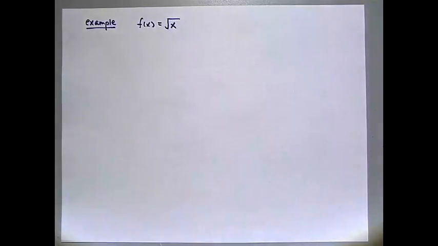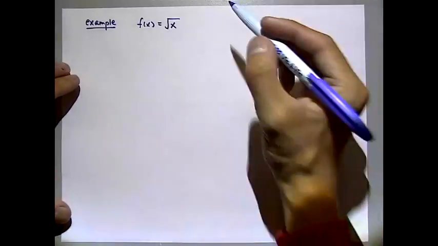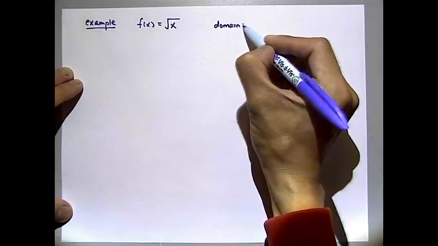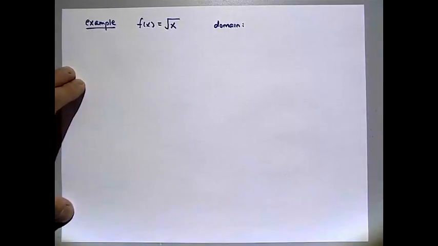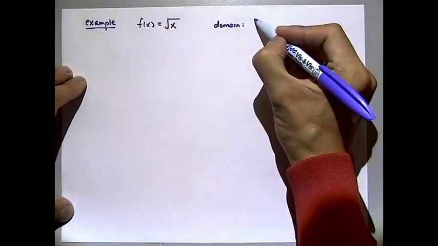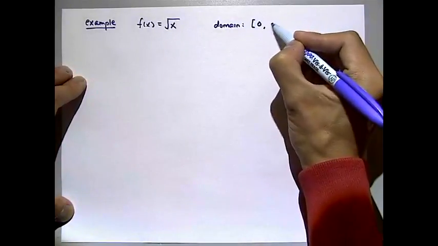Let's say that the function is radical x. By the way, let's make a note of the domain here. What's the domain of this? 0 to infinity including 0? Yeah, you can take the radical of 0, right? So 0 to infinity is the domain.